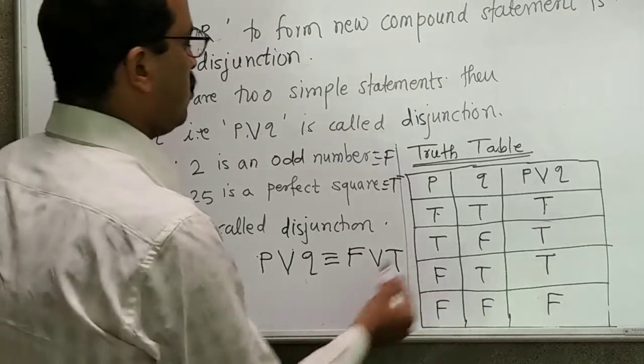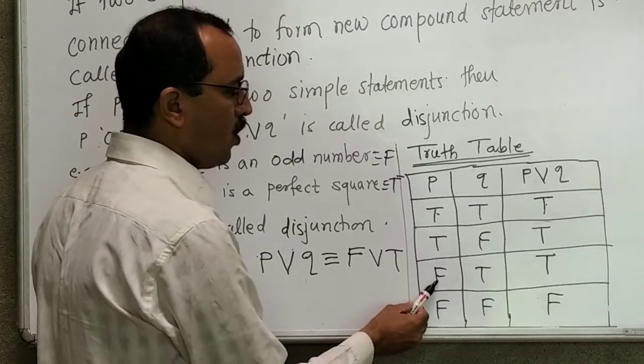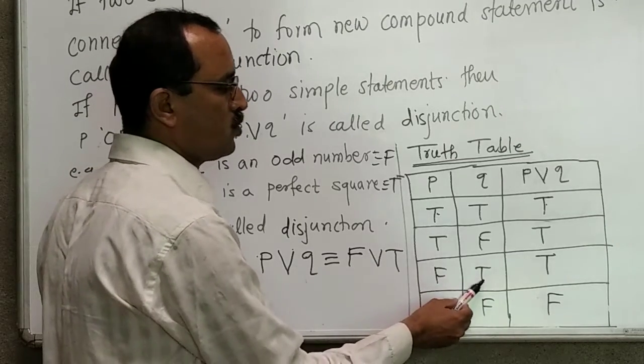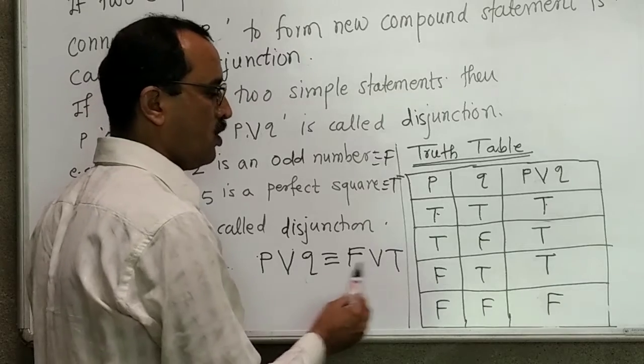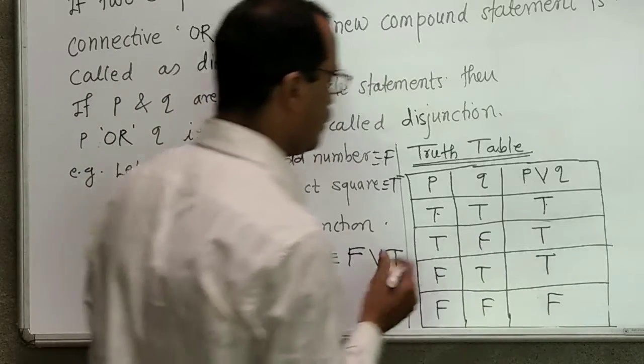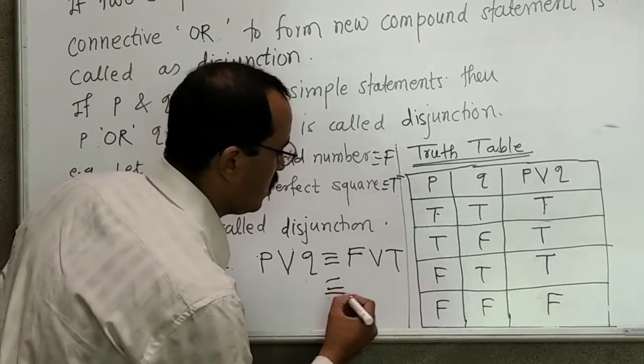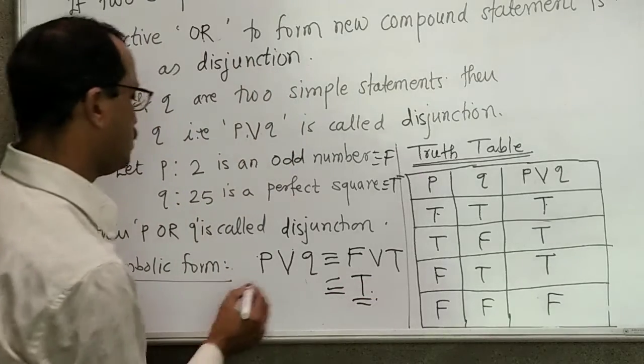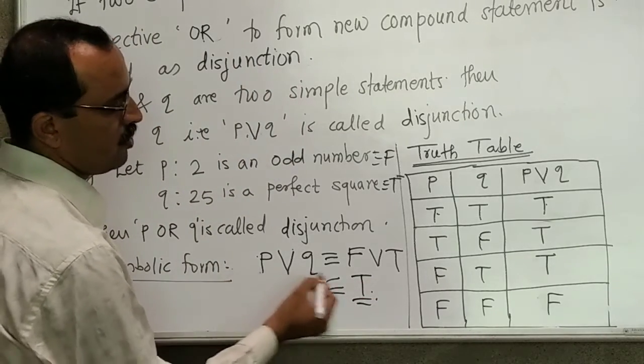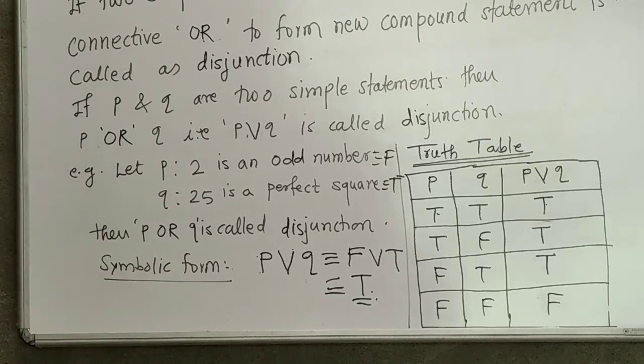P or Q, which is equivalent to P is false or Q is true. Now using the truth table, the first statement is false, the second statement is true, and in between the symbol is OR. So F or T, that is, the resultant statement is T. So the answer of this symbolic OR statement is true.